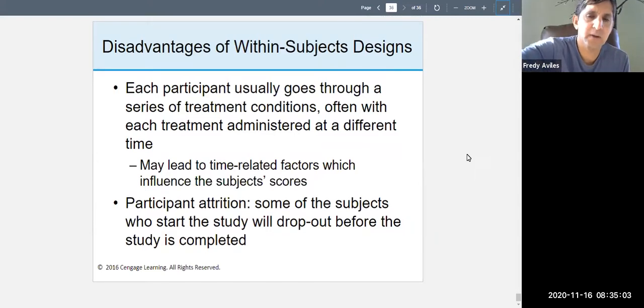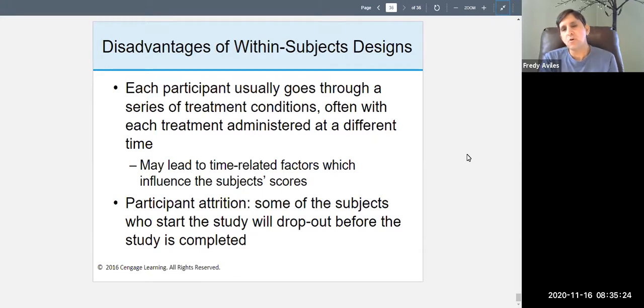And that will lead to you having a different number of participants in different groups. So you start out, let's say, with all your participants in treatment 1, and then by the time you get to treatment 2, there are fewer now. And then in treatment 3, there are even fewer. That can happen.